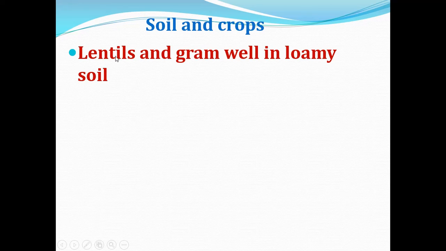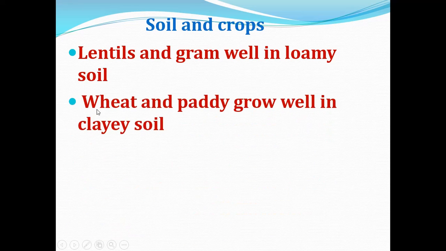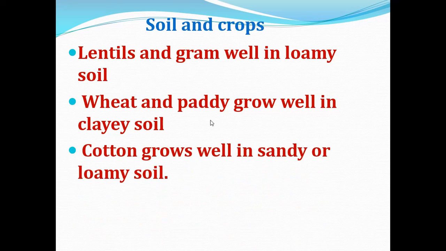For example, you can see here lentils and gram can grow well in loamy soil. You know loamy soil is a perfect soil which is rich in humus, so in this soil lentils and gram can grow well. Then wheat and paddy grow well in clayey soil, because clayey soil has good water retaining capacity. Then cotton can grow well in sandy or loamy soil.